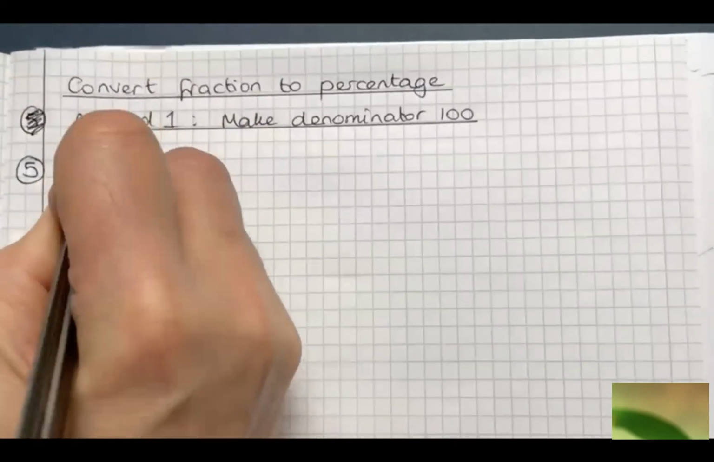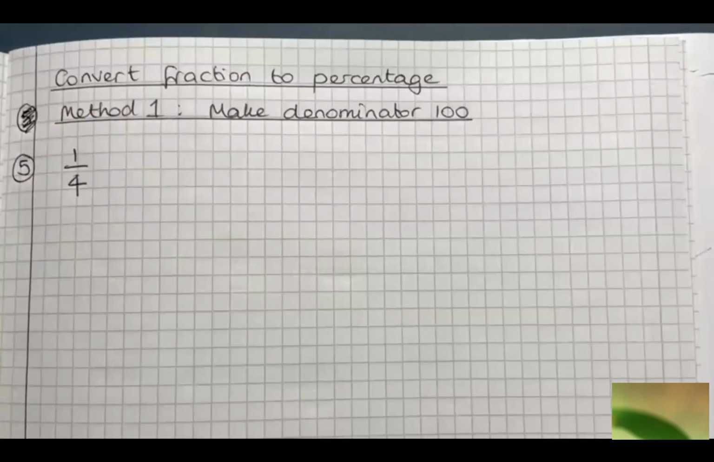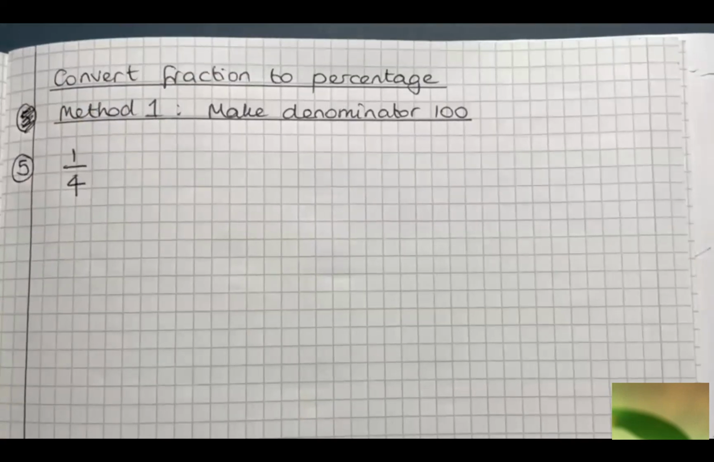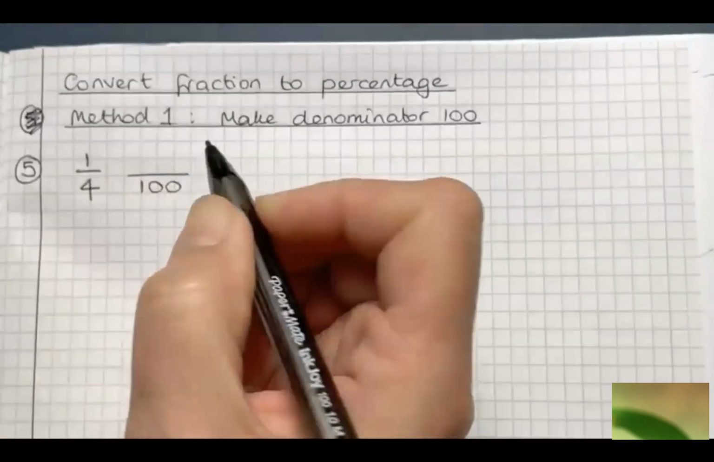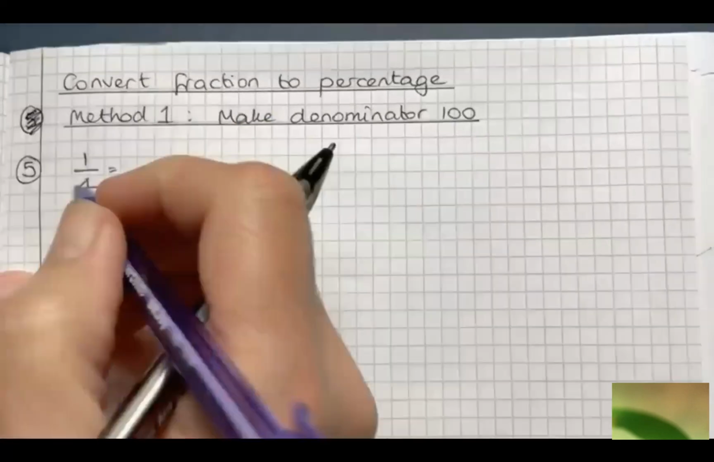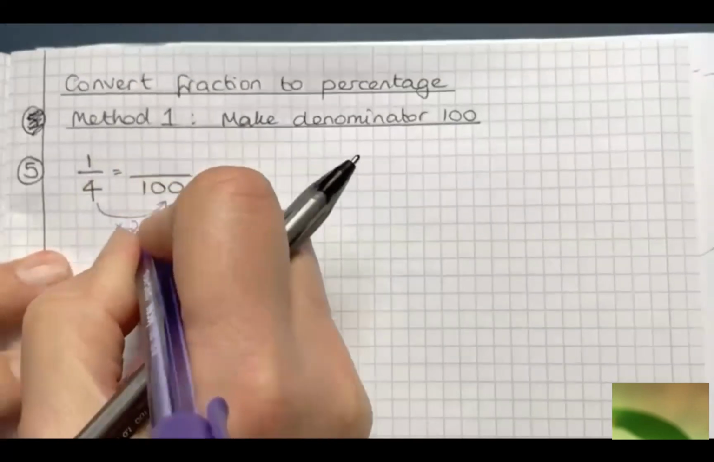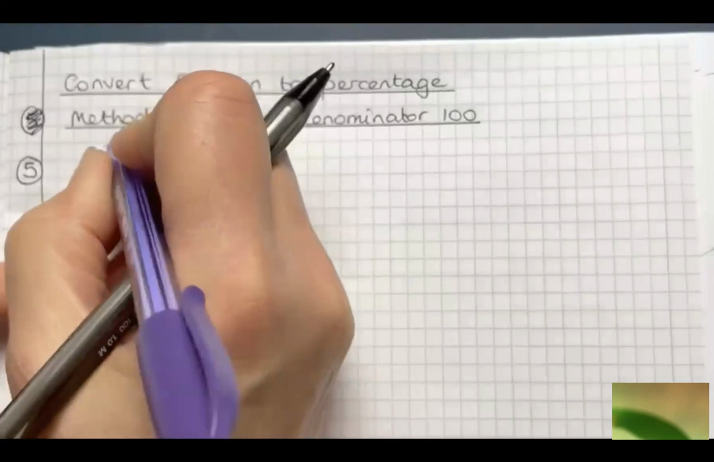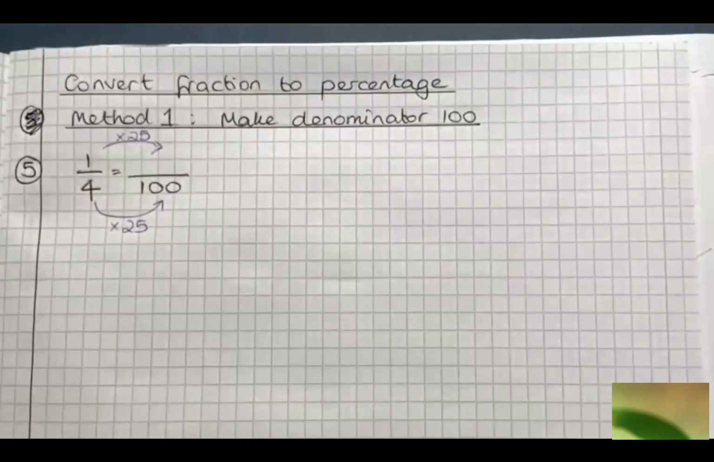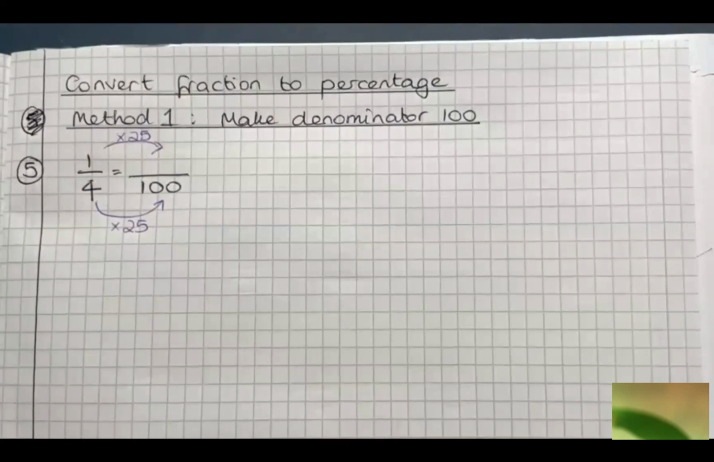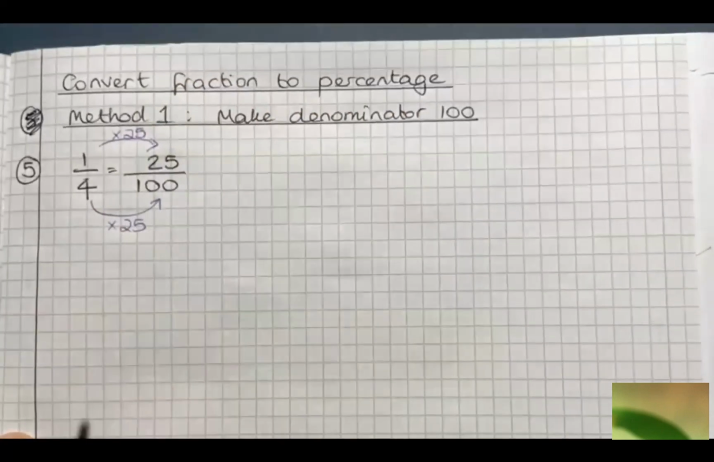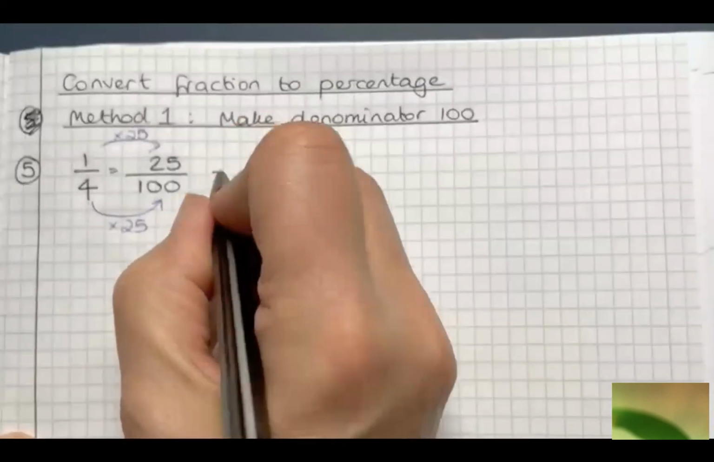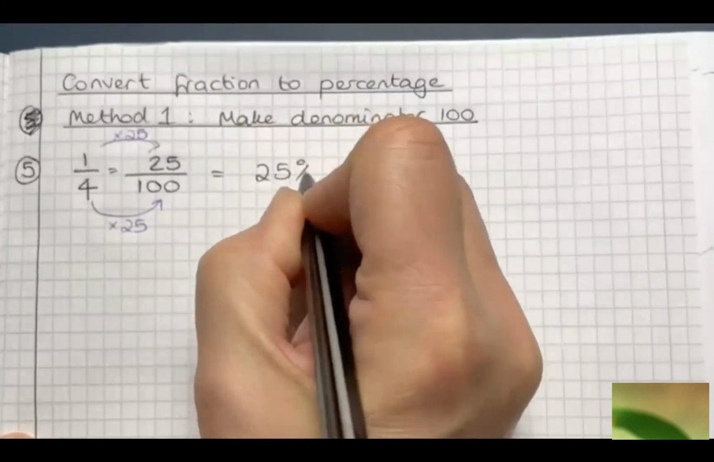If I've got 1/4 and I want an equivalent fraction with 100 as the denominator, I'm going to go straight in there and say that I can multiply my numerator and my denominator by 25. If you can't see that, then you can build it up more slowly. Maybe you could multiply by 5 first to get 20 and then multiply by 5 again. But I'm going to go straight in there with 25 over 100, and then I can write that as 25%.